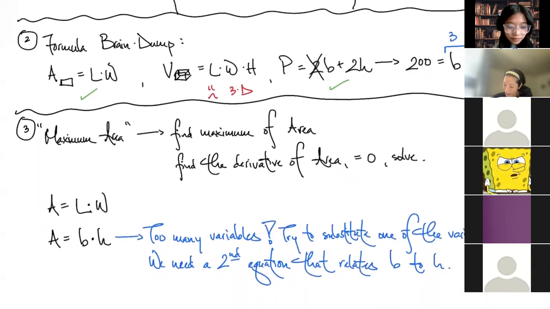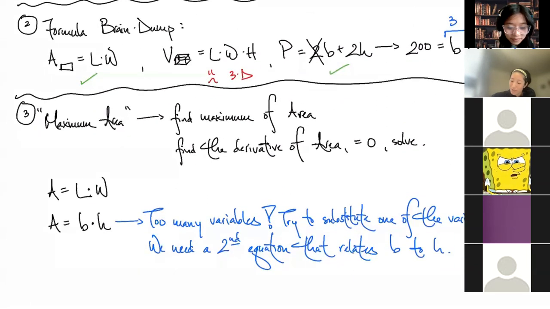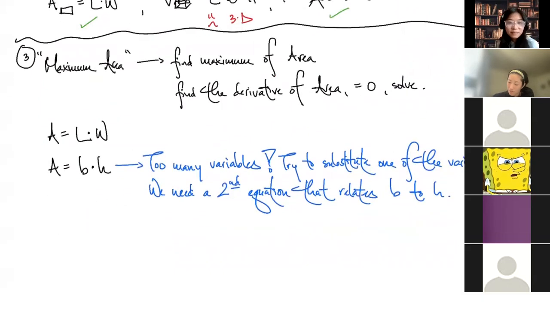Okay, so this equation that was in our brain dump, this 200 equals base plus 2h, okay? I'm going to write it down here. So base, or 200 equals base plus 2h, okay?